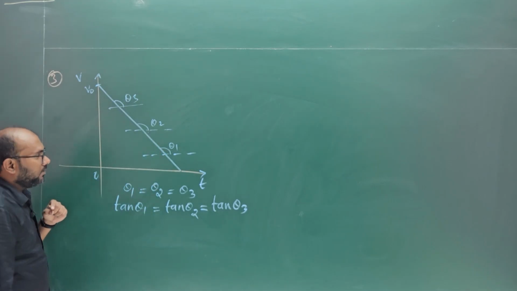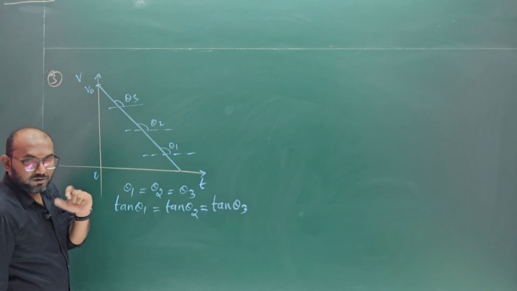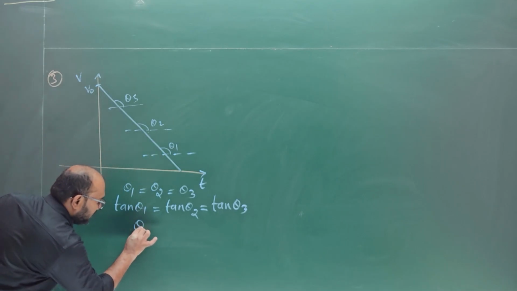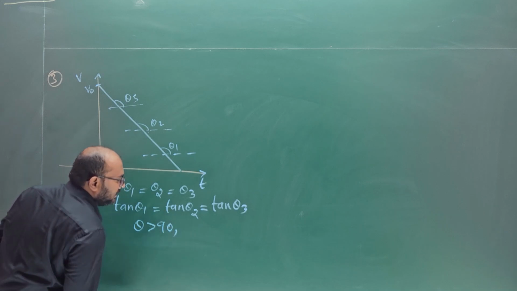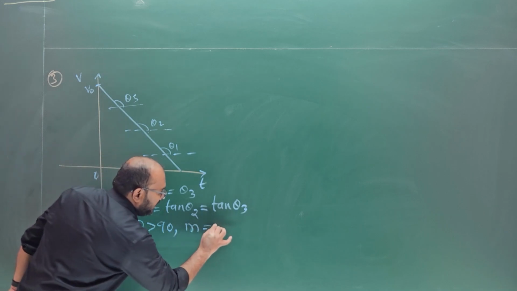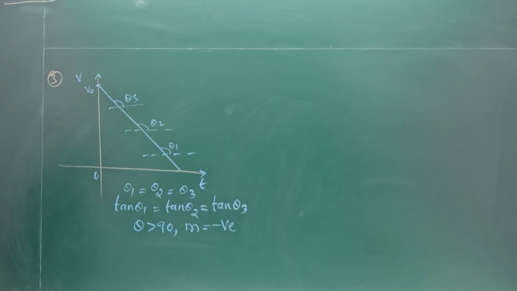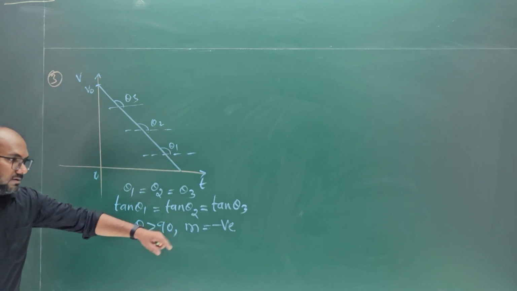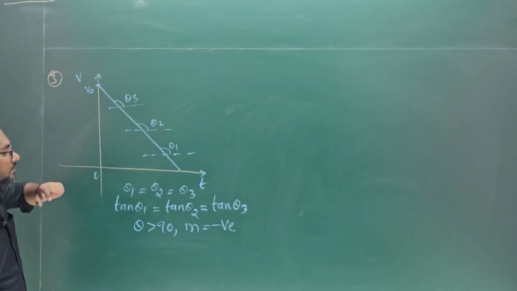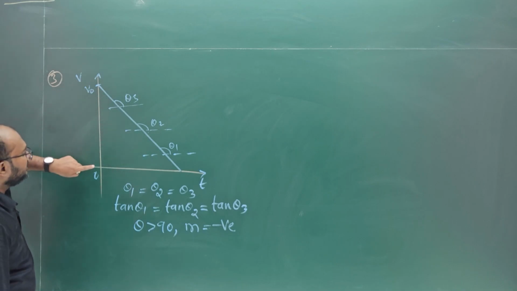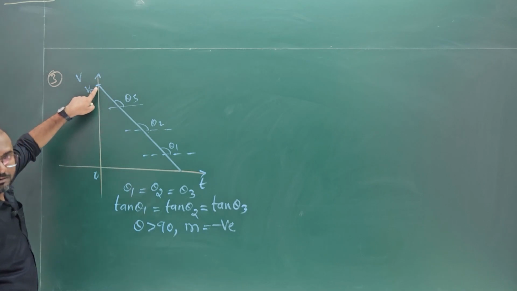Now, checking the slope. Is it positive or negative? Theta is greater than 90 or less than 90? Greater than 90. So theta is greater than 90. Then can I say that m will be negative? If m is negative, can I say that acceleration is also negative? Yes or no? M is negative, acceleration is negative.